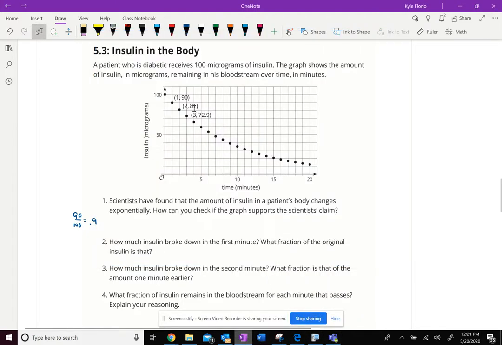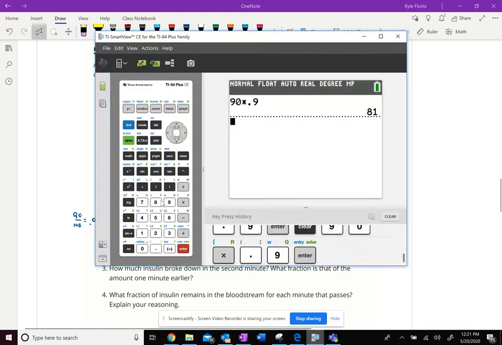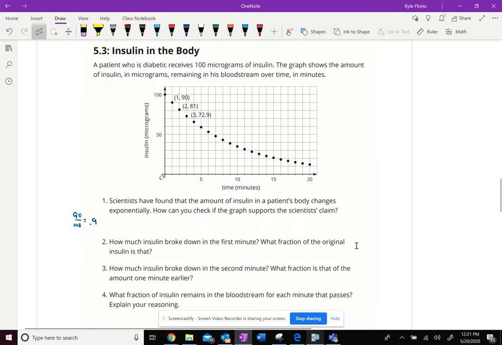Okay. So if I multiply 81 by 0.9, do I get 72.9? Let's find out. Take 81, multiply that by 0.9. And do I get 72.9? I do. Excellent. So we really do have exponential change here. If I multiply 100 by 0.9, I get 90, times another 0.9, I get 81, times another 0.9. So we have exponential change, and it's because everything is being changed by a factor of 0.9.